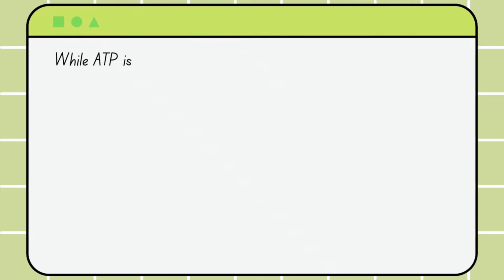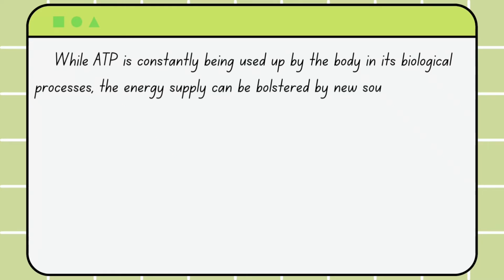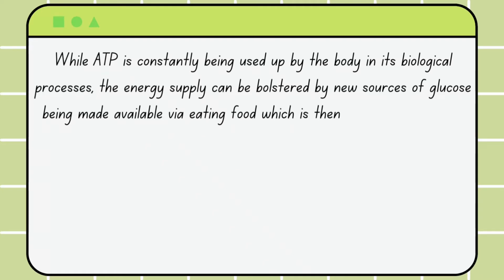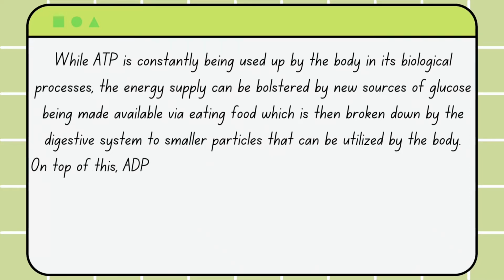While ATP is constantly being used up by the body in its biological processes, the energy supply can be bolstered by new sources of glucose being made available via eating food, which is then broken down by the digestive system into smaller particles that can be utilized by the body. On top of this, ADP is built back up into ATP so that it can be used again in its more energetic state. Although this conversion requires energy, the process produces a net gain in energy, meaning that more energy is available by recycling ADP plus Pi back into ATP.